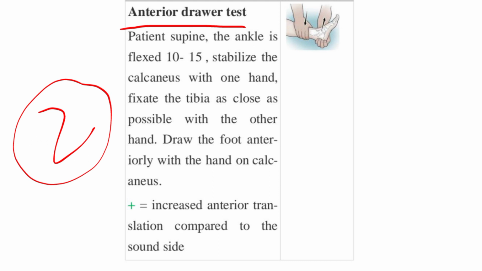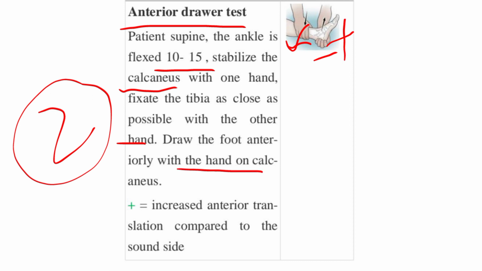In the anterior drawer test, the patient is in supine position. The ankle is flexed to 10 to 15 degrees. Stabilize the calcaneus. Here you can see we stabilize the calcaneus. With one hand, fixate the tibia as close as possible, and with the other hand, on the calcaneus, draw the foot anteriorly.